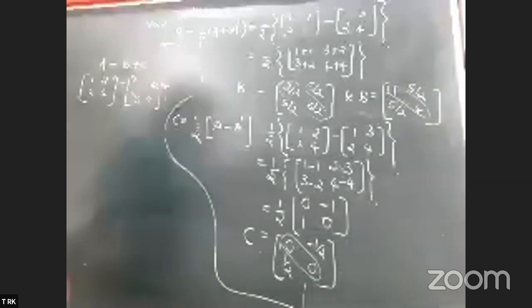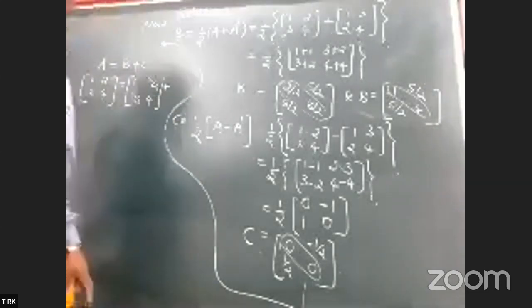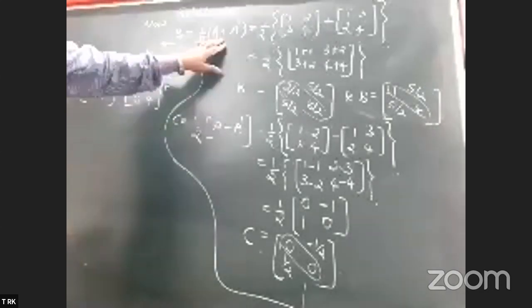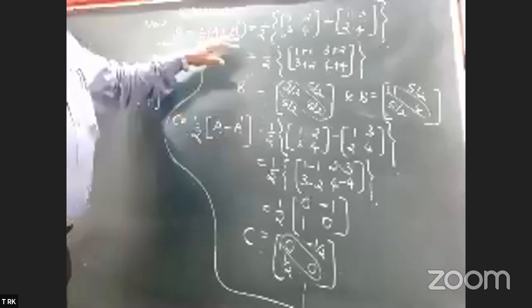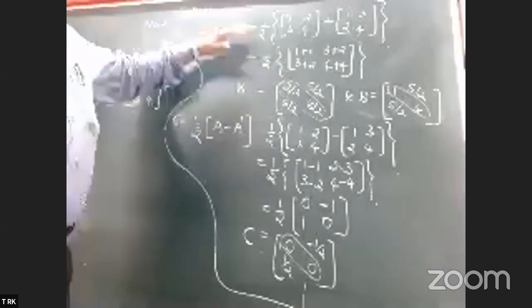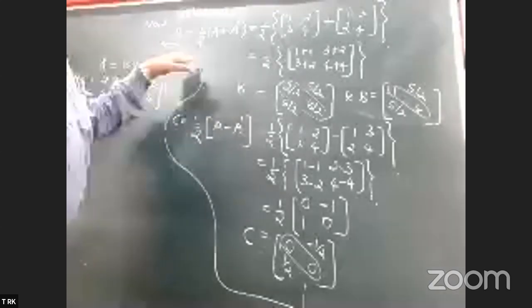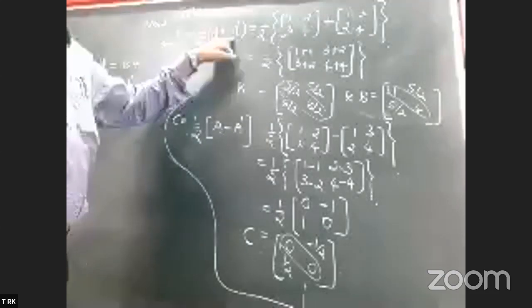Sir, I can't understand the first step. Sir, in the note I explained that A is equal to 1 by 2 into A plus A dash.